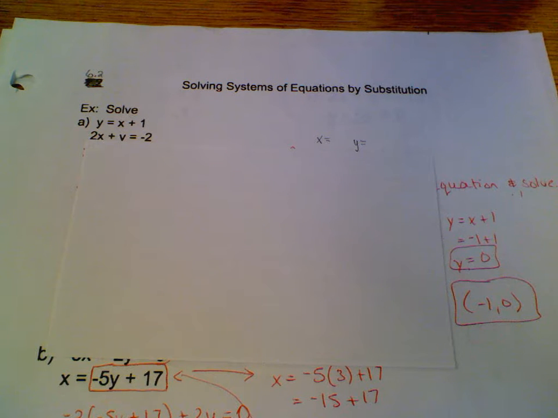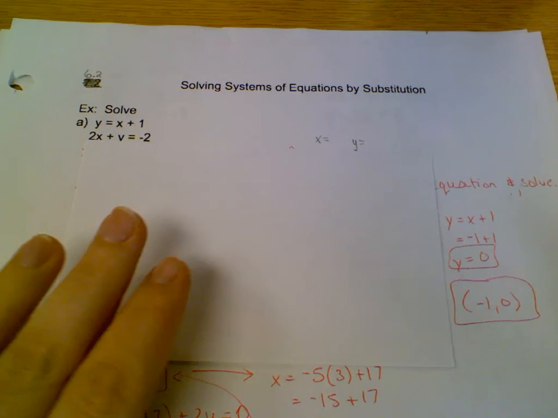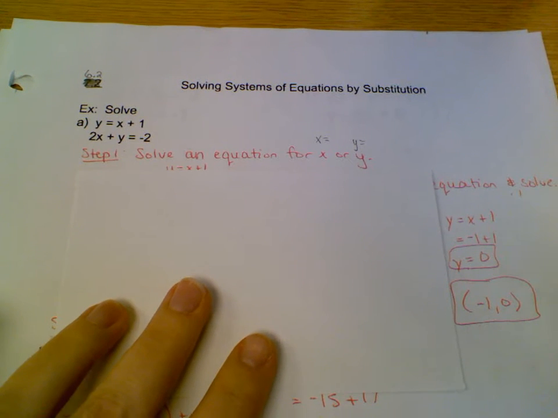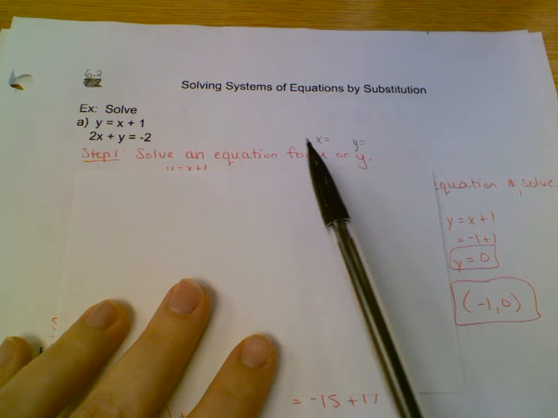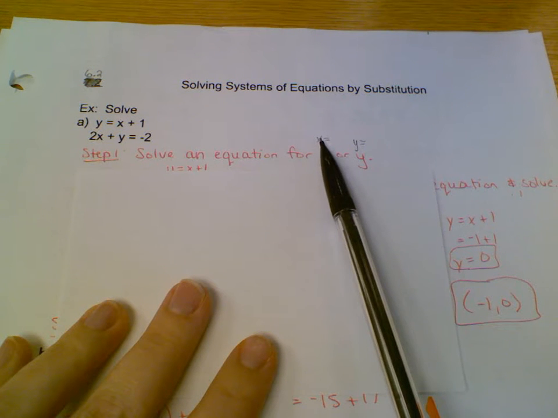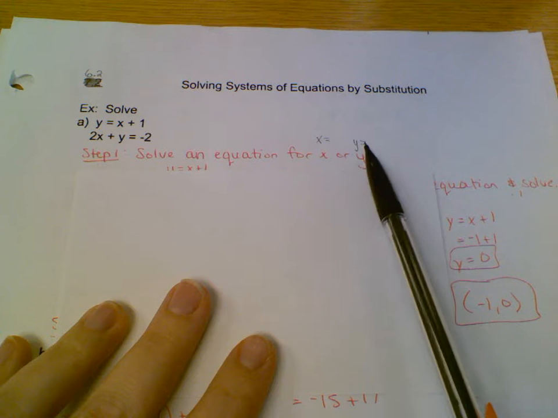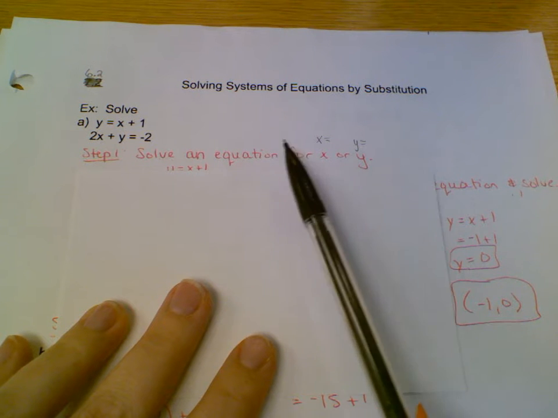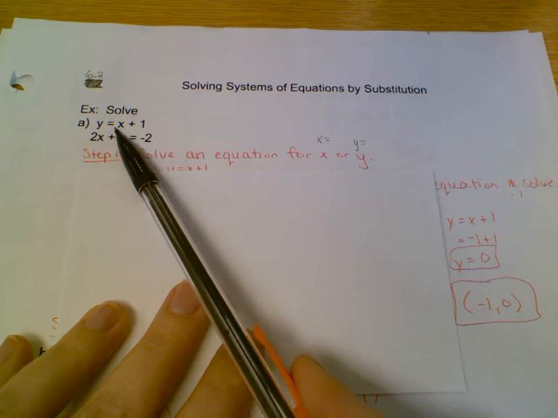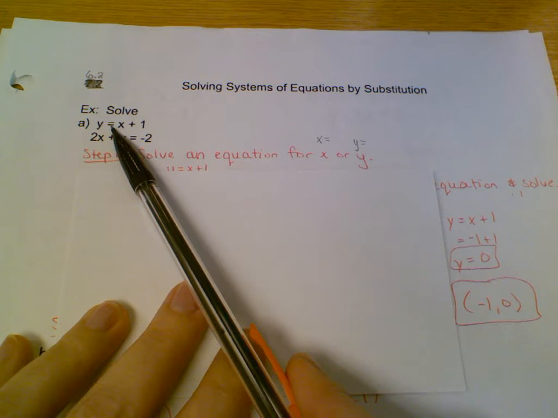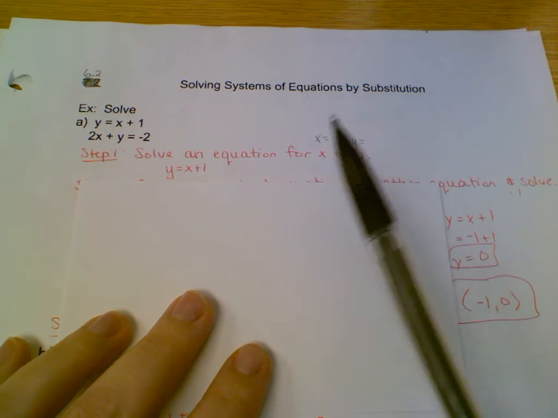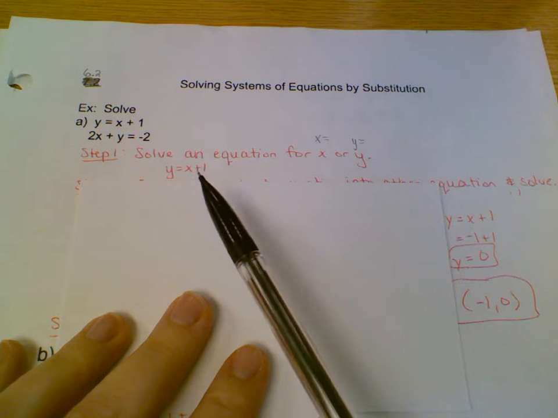On section 6.2, you're going to solve systems by substitution. So the first step is we want to solve an equation for x or y. What that means is at the beginning of the equation, we want it to say x equals or y equals. In this case, we already have a solved equation because this first one starts out with y equals. So they've already done this first step for you.